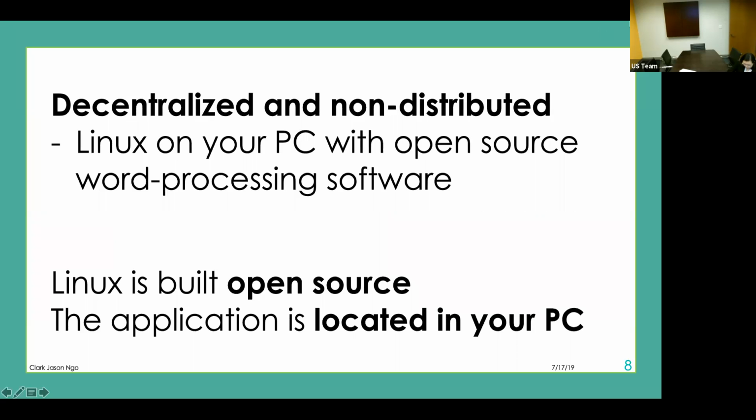Decentralized and non-distributed. If you know Linux, Linux is another operating system, an open source operating system. Let's say you have word processing software inside your Linux. Because Linux is built on open source software, not only one person or entity owns it; it's basically a global community. You can say that it's decentralized. The application is still located on your PC, so it's still non-distributed.